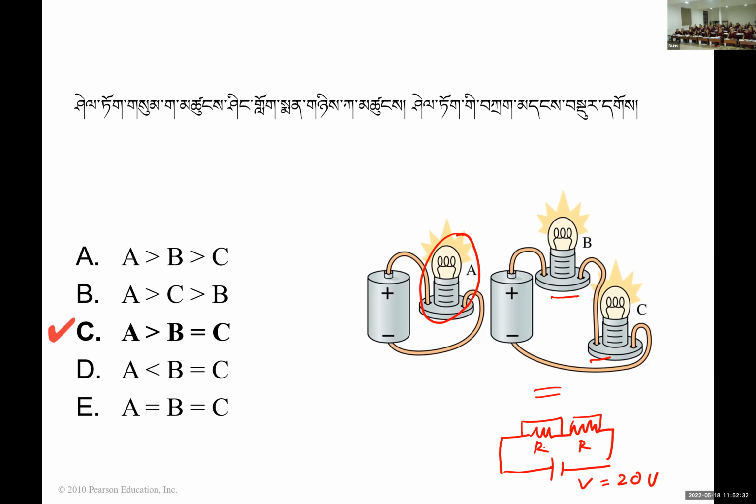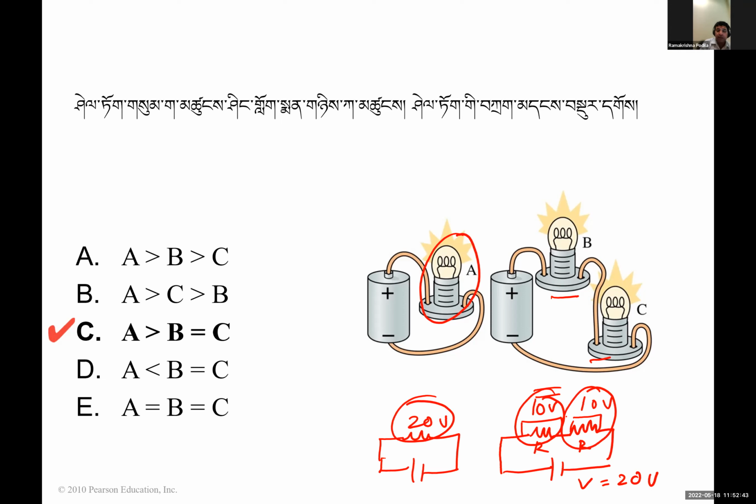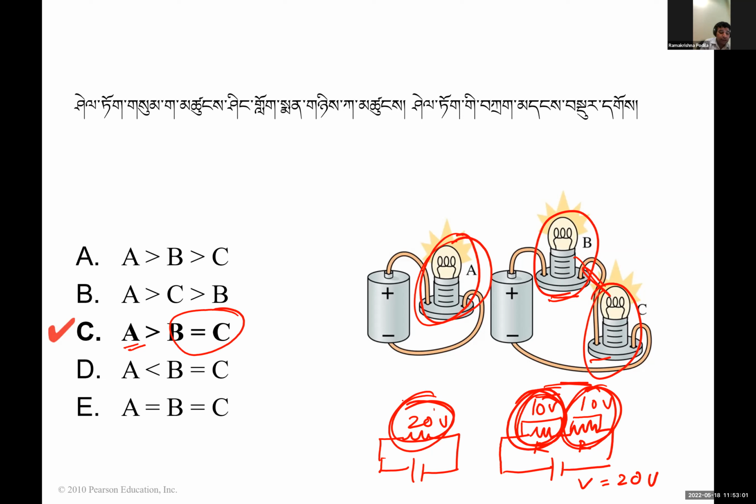10, 10, right? So you see, right? But if I have only one resistance, then this will be 20 volts, right? So this has more than each of these, right? So this bulb would be brighter because it has higher voltage compared to this bulb, which has only 10 volts across it, or this bulb, which has 10 volts across it. So B and C both have 10 volts, so they're equal, but A has 20, so A is more.